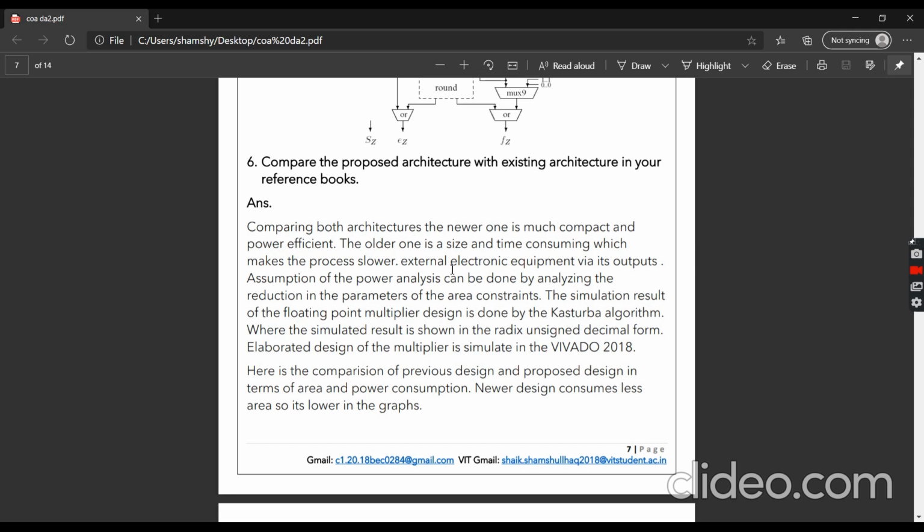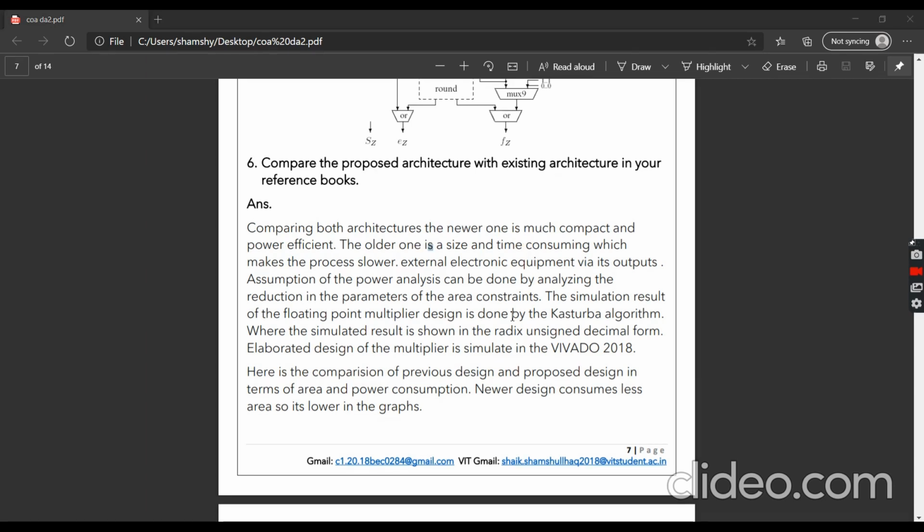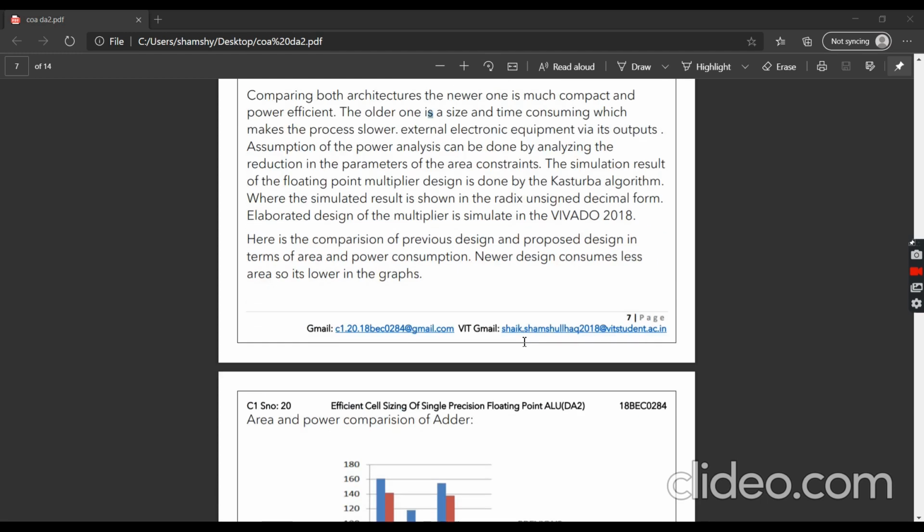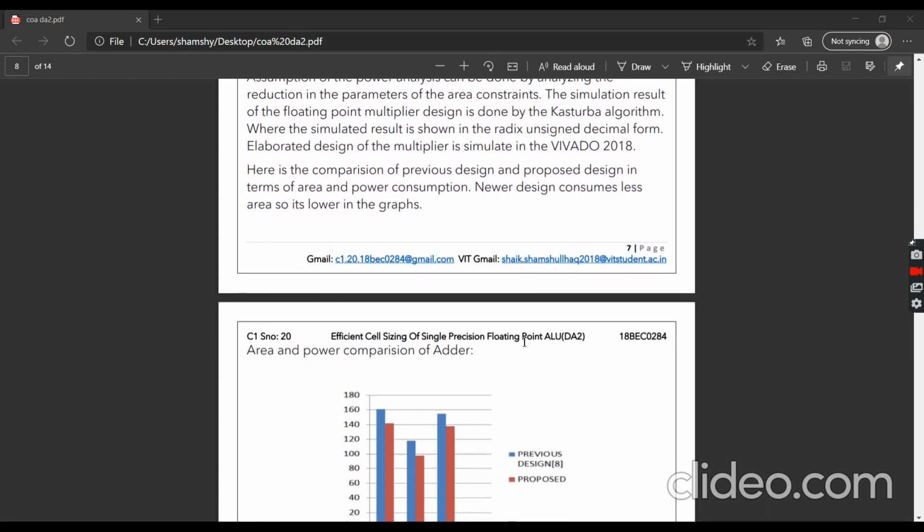The simulation of the floating point multiplier design is done by the Karatsuba algorithm, where the simulated results are shown in radix unsigned decimal form. The elaborated design of the multiplier is simulated in Vivado 2018. It's software used to simulate the multiplier algorithm.